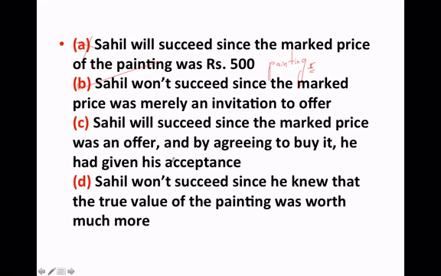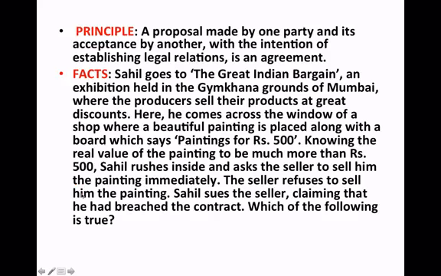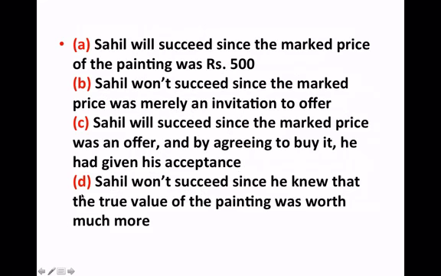Again, the fourth option says that Sahil won't succeed since he knew that the true value of the painting was worth much more. This is not a correct reason. It was that the value was much more, but this cannot be the basis for the claim. The only correct answer in this is answer option B.